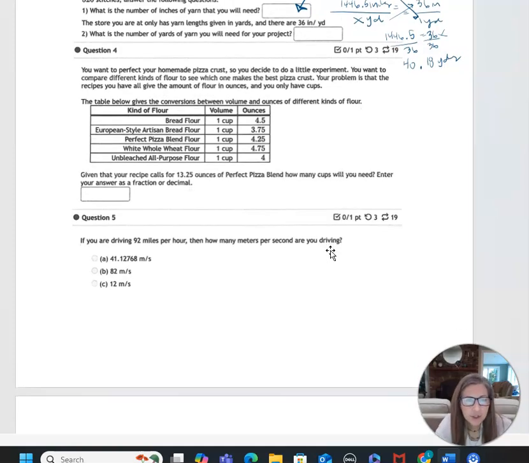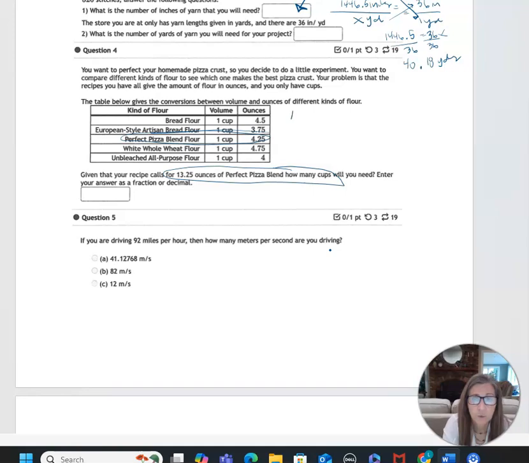Let's see. Given that your recipe calls for 13.5 ounces of perfect pizza blend, how many cups will you need? All right, so we're talking about perfect pizza blend. Here's perfect pizza blend. This is what we're referring to. Now, here's a perfect example. I can set up my conversion chart, but I think I'm going to do a proportion here because it's easy.